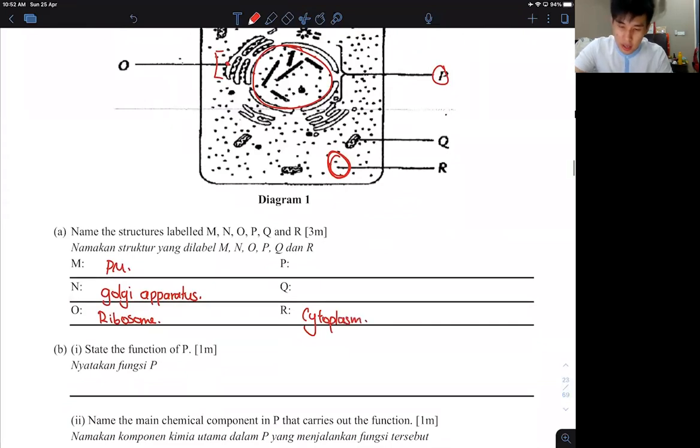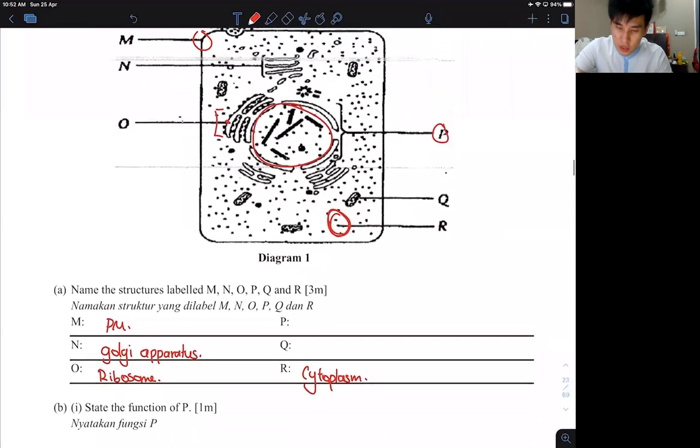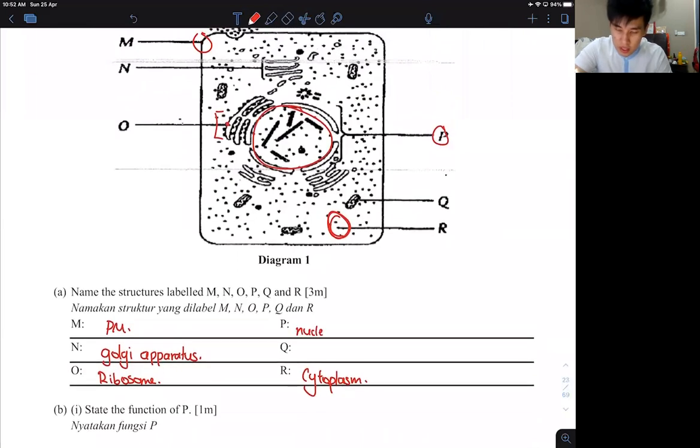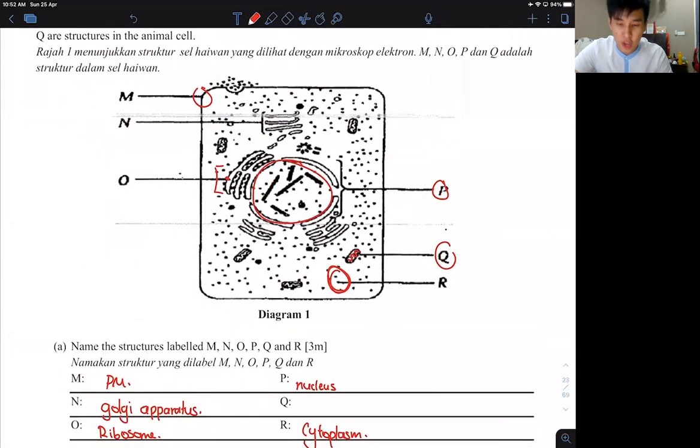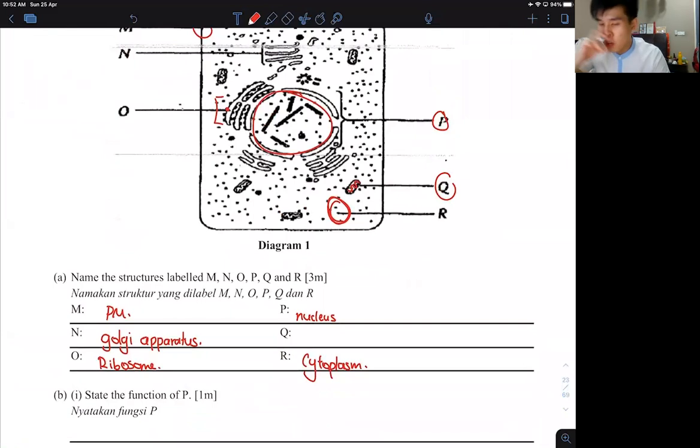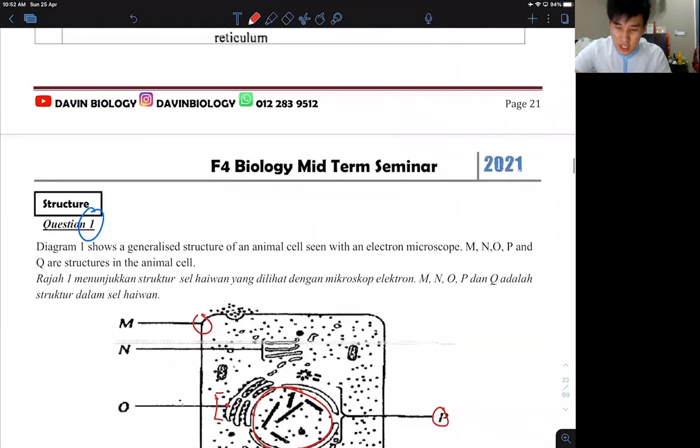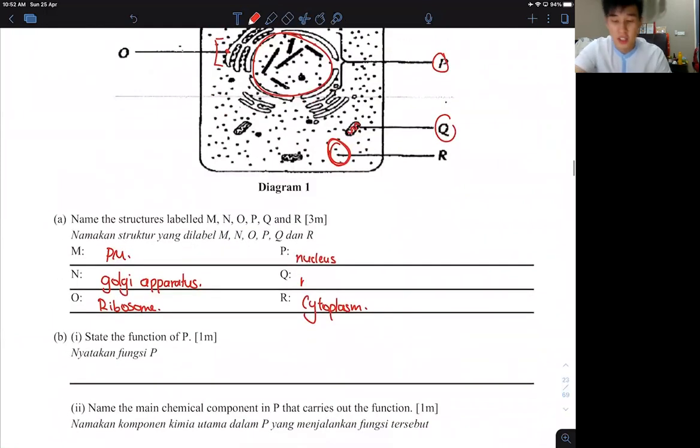And then P, this one is easy, the nucleus. Q, you can see inside is zigzag like this. So that's actually the mitochondria. If you're not sure whether it is mitochondria or chloroplast, you can see this is an animal cell, so definitely it's not chloroplast. It's a mitochondria.